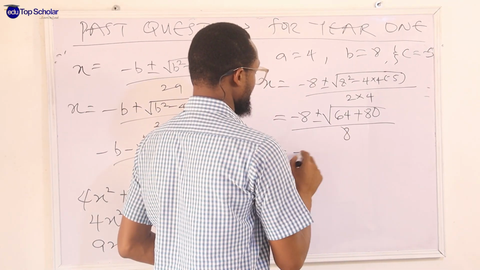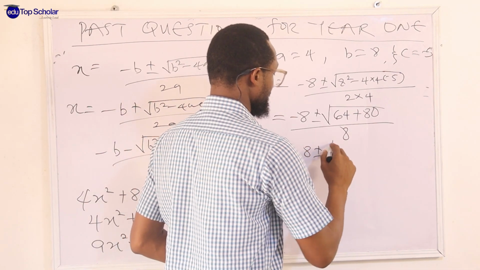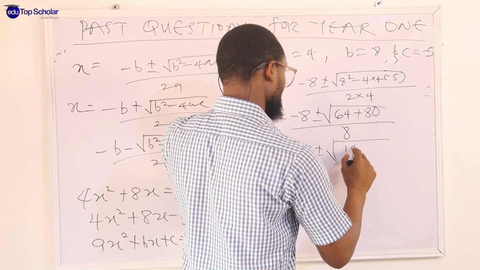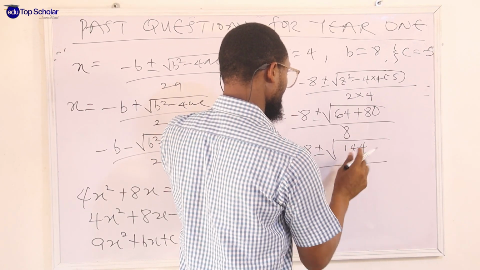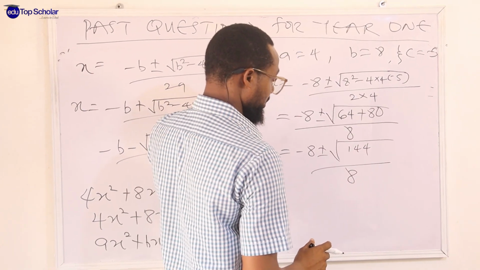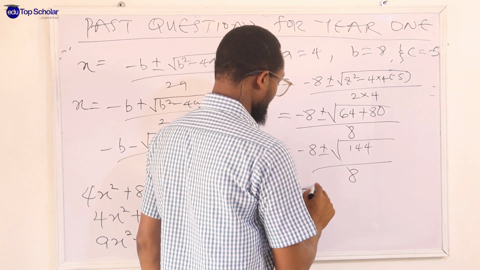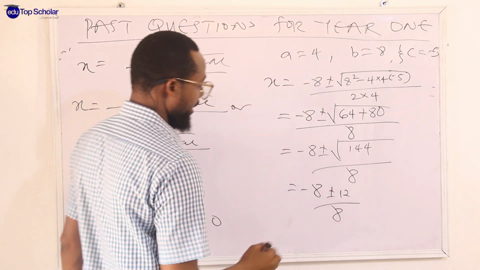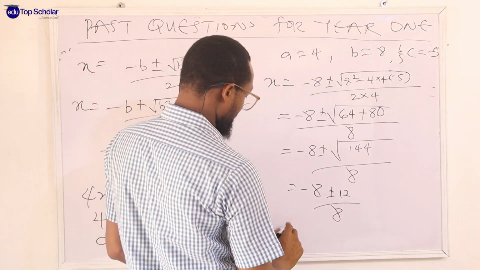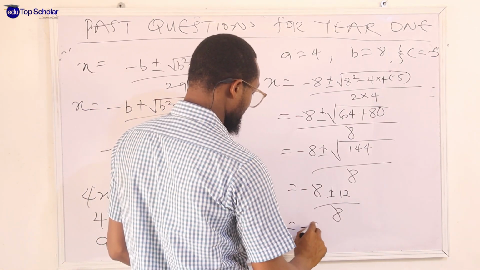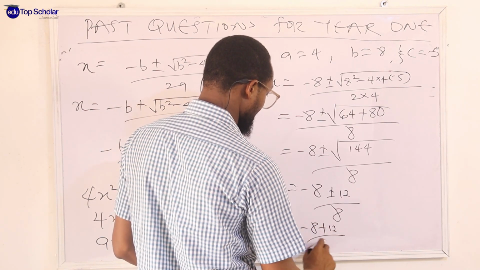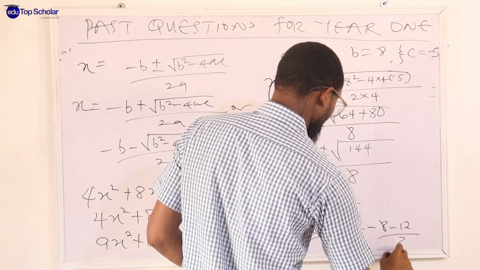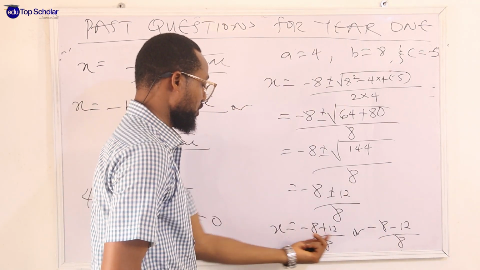So minus 8 plus or minus, this one will be 144. 144 over 8. And the root of 144 should be 12. So we have minus 8 plus or minus 12 over 8. Here, the two answers required will be x equals to minus 8 plus 12 over 8, or minus 8 minus 12 over 8. If we remove 8 from 12 here, we have 4.